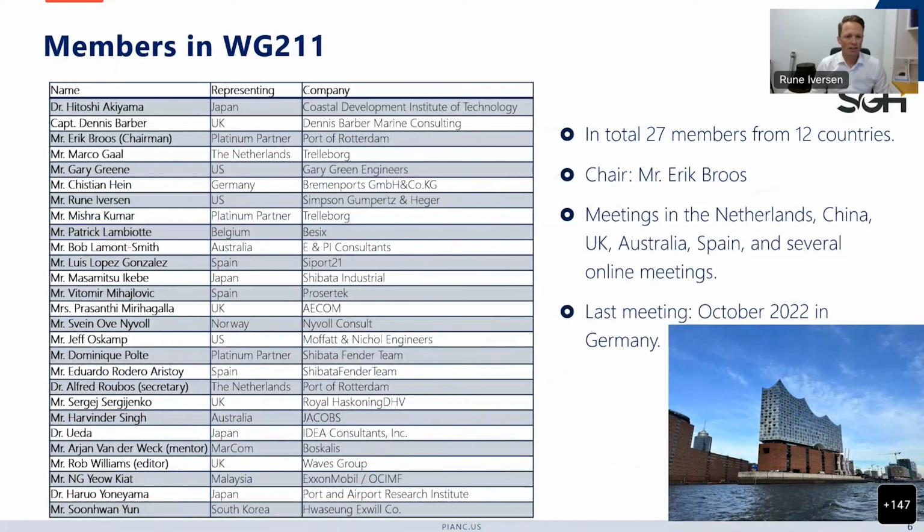The members of the working group are listed right here. It's a total of 27 members from 12 countries here. As I mentioned earlier, Eric Rose from the Port of Rotterdam is the chair of the committee. We have had meetings several places around the world over the years. Started in the Netherlands, had a meeting in China, the UK, Australia, Spain, and also several online meetings. The last meeting we had was in October 2022 in Germany.